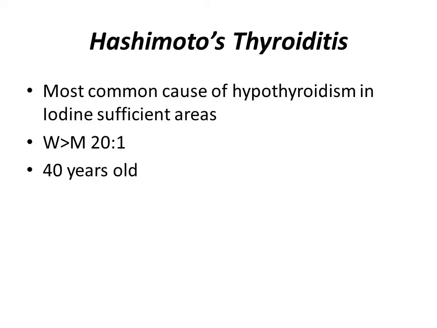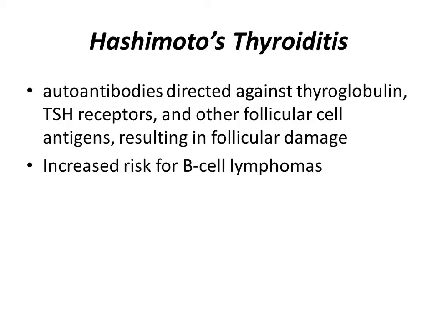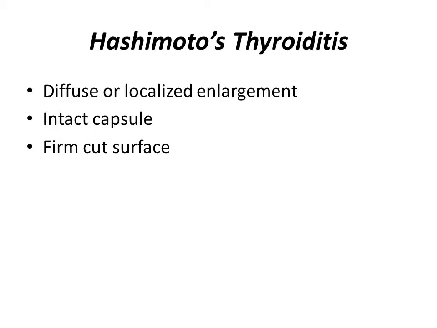Hashimoto thyroiditis is the most common cause of hypothyroidism in iodine-sufficient areas. It is more commonly seen in women than men, in a ratio of 20:1, and patients are around 40 years old at presentation. It is caused by autoantibodies directed against thyroglobulin, TSH receptors, and other follicular cell antigens, resulting in follicular damage. There's an increased risk for B-cell lymphomas. Hashimoto thyroiditis produces a diffuse or localized enlargement of the thyroid gland. The capsule is intact and the cut surface is firm.